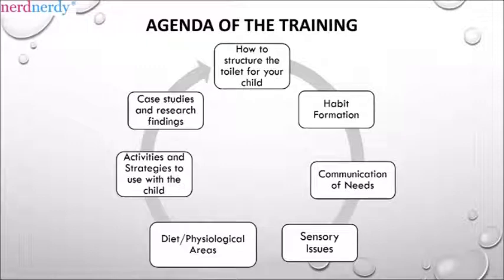It would also be further dealing with understanding habit formation, how children communicate their needs for toilet training, sensory issues that may be impacting the child while using the toilet, as well as diet and physiological areas. Furthermore, various practical activities and strategies would be highlighted which you could use with the child, whether at home or at therapy settings. Case studies and research findings would further help you understand how children face issues with toilet training and how best to help them.